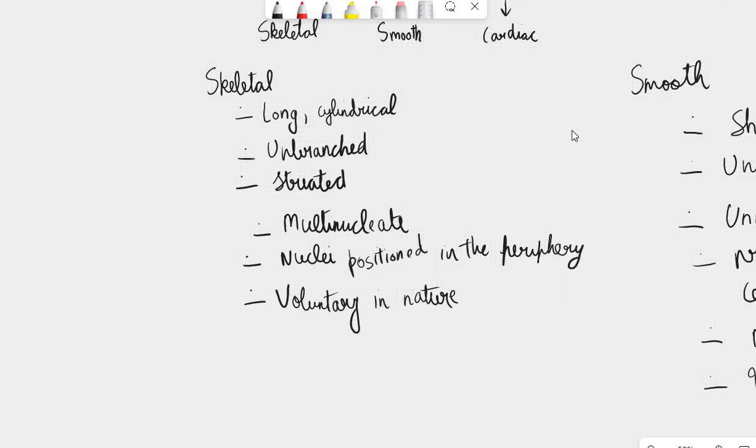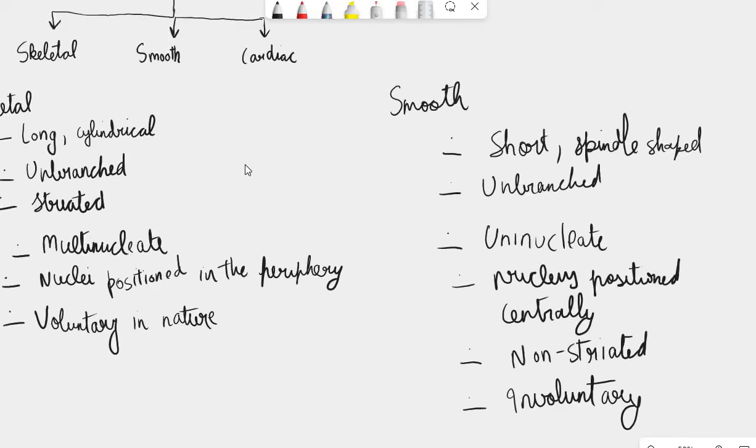Before moving on, let's review it for a second. So it was long and cylindrical, unbranched, striated, multinucleate, in the periphery, voluntary.